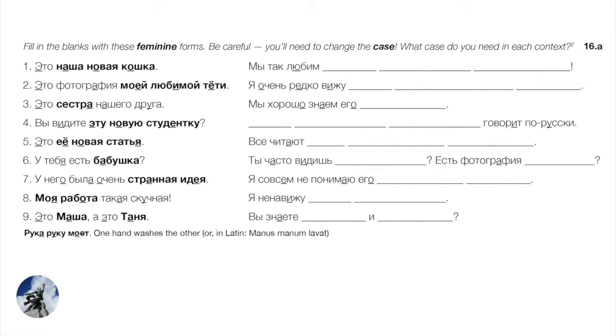Okay, number nine. Это Маша, а это Таня. Okay, two women here. It looks like we're introducing them, or at least pointing at them. This is Masha and this is Tanya. Вы знаете blank and blank. Do you know these two people? Okay, so we clearly need the accusative. Вы знаете Машу и Таню? Okay, note the softness on Таню, right?